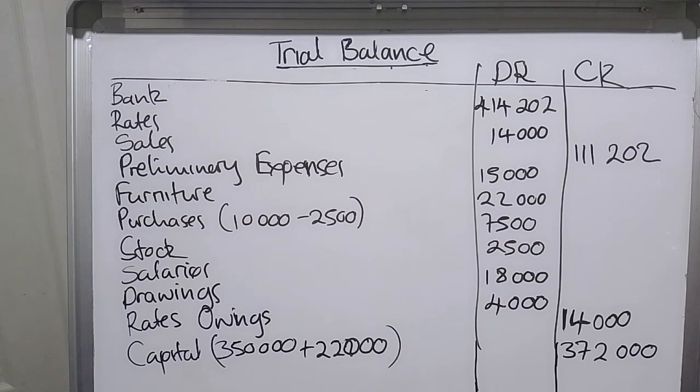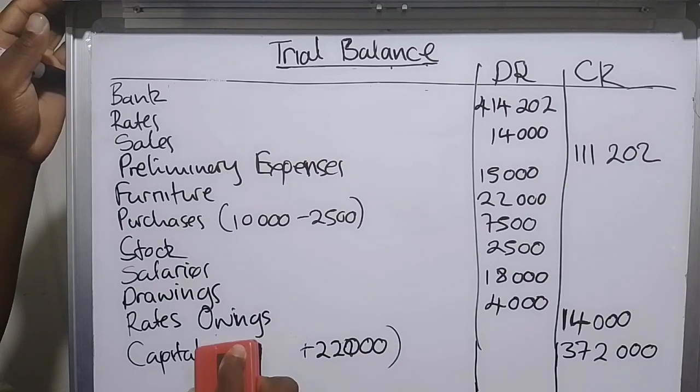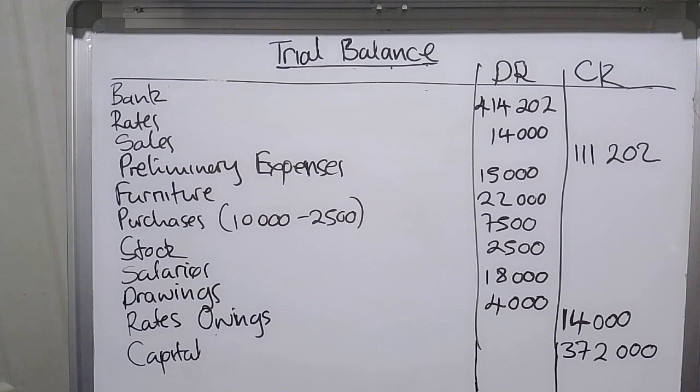Now everything has been put into the trial balance. Now we have to balance this account, so we make totals for both the debit and the credit side. If there is no error and there's nothing which has been eliminated or omitted, this is supposed to balance.